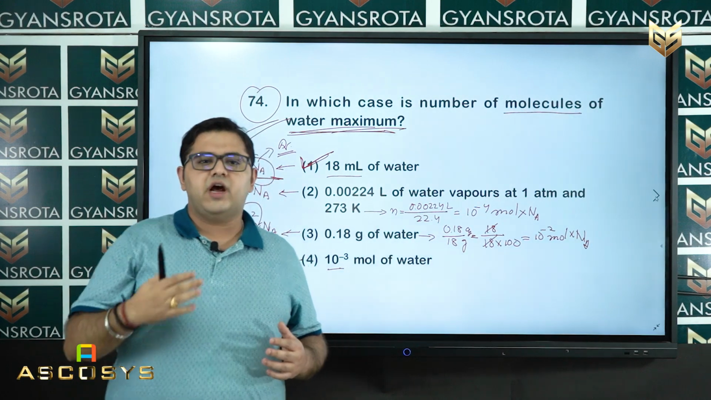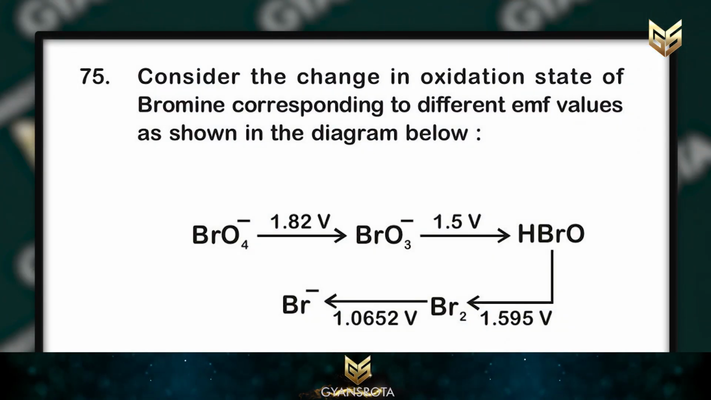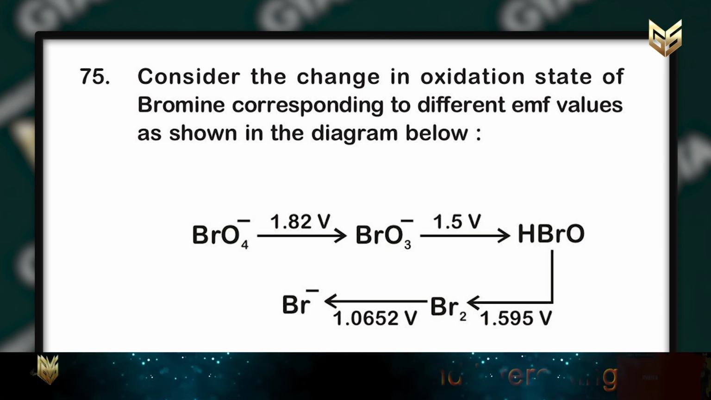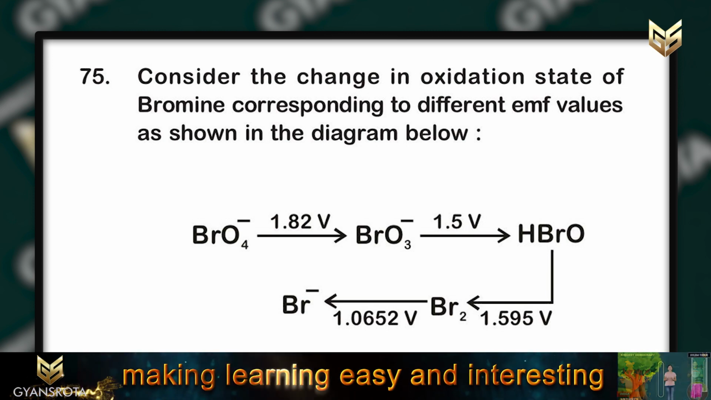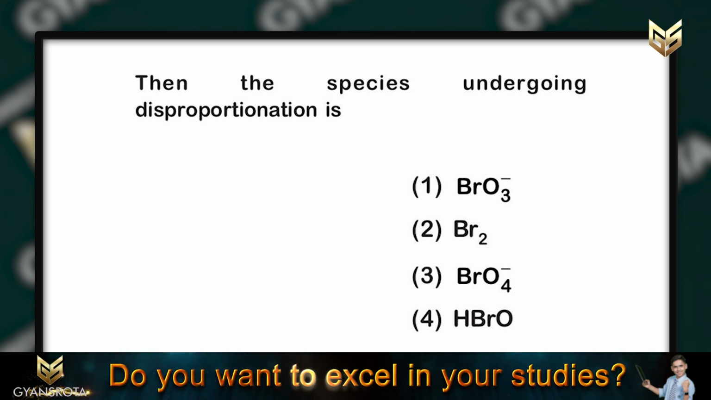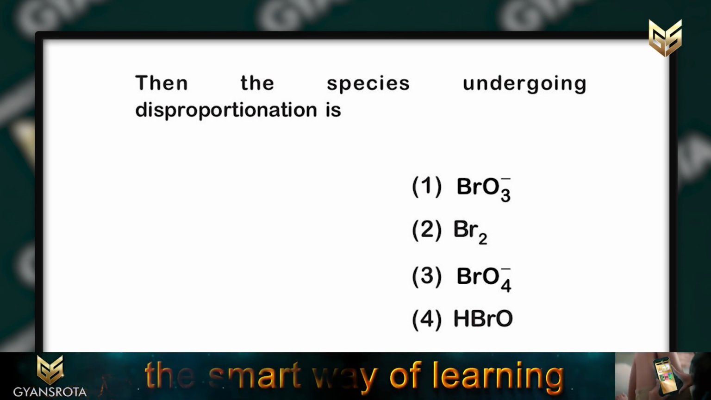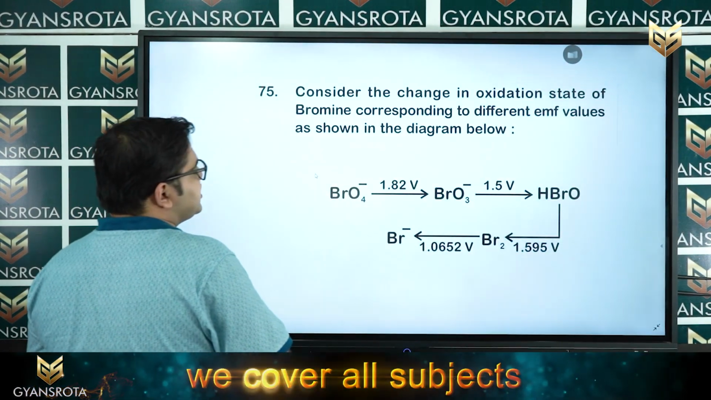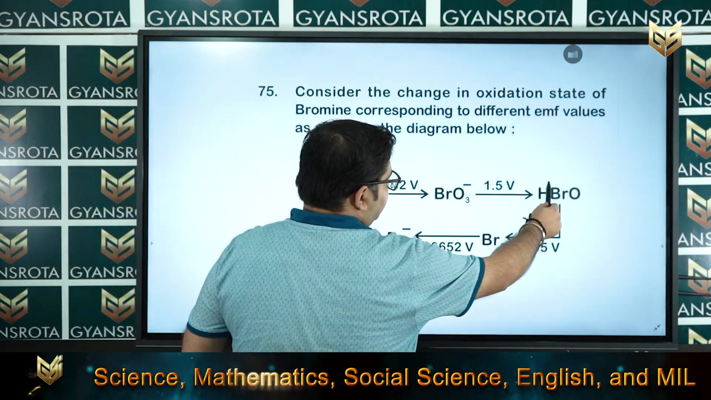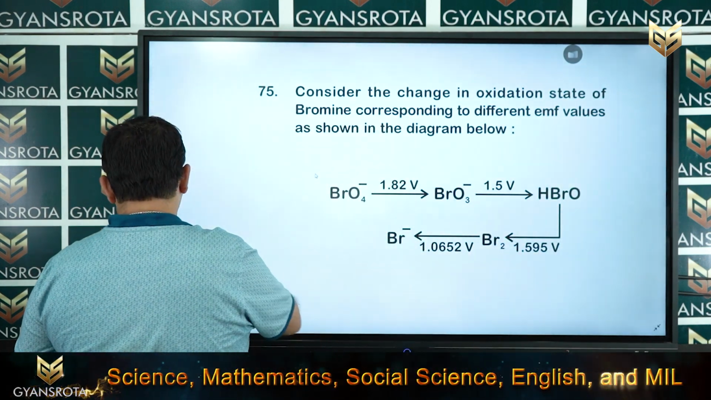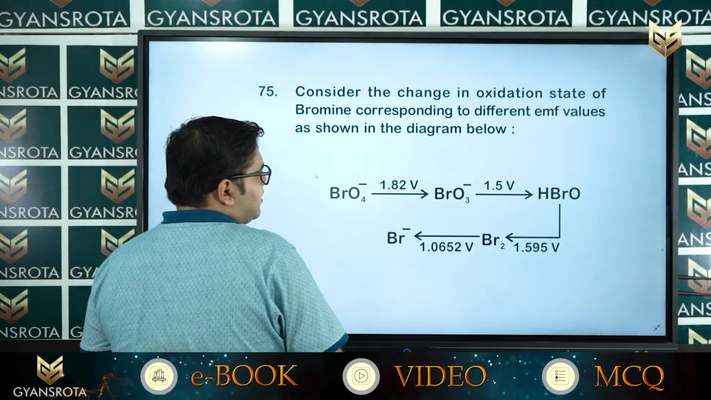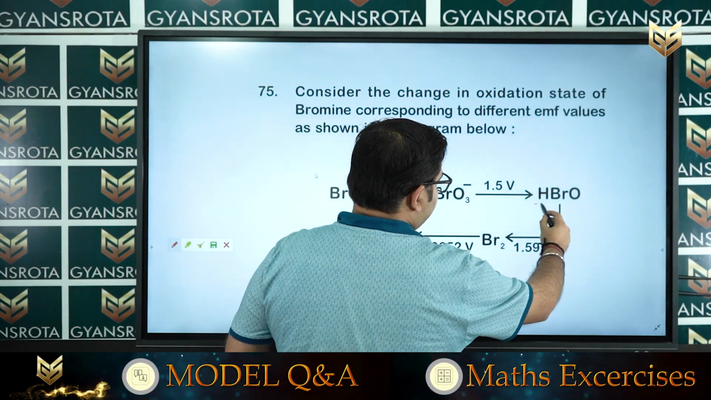Next we are moving to another question, that is question number 75. Question number 75 is on your screen. Consider the change in oxidation state of bromine corresponding to different EMF values as shown in the diagram below. Then the species undergoing disproportionation is. Now we are moving to the solution part. In the question they are asking which one undergoes disproportionation. Disproportionation is where the same atom of the same element is oxidized as well as reduced itself. So in this reaction, if you see this one, HBrO.